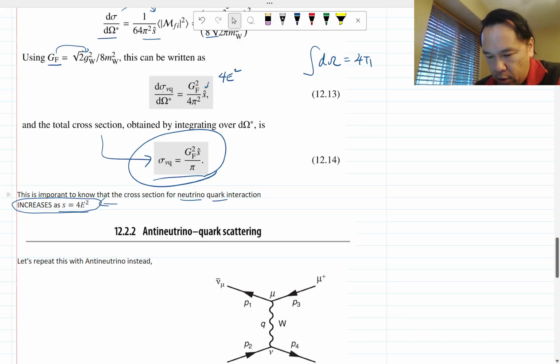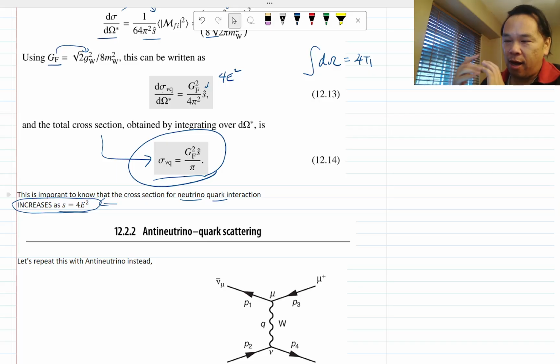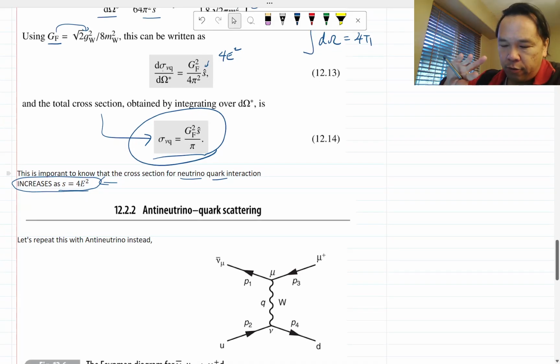Okay, so just to wrap that up, it's actually easier to detect high energy neutrinos versus low energy neutrinos. That's one of the caveats that we have to deal with if you're doing experimental neutrino physics. Okay, so now let's do the flip side. Let's do anti-neutrino quark scattering instead.